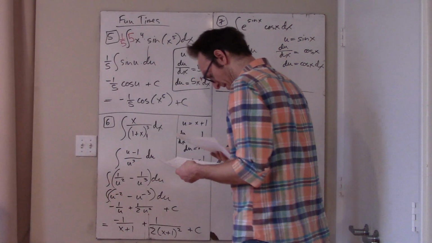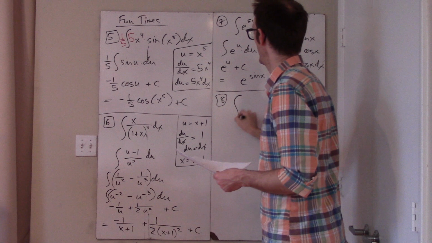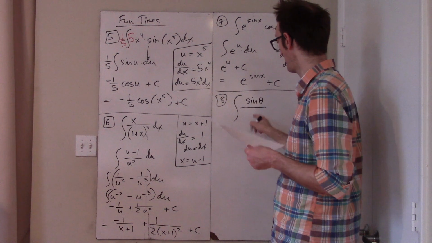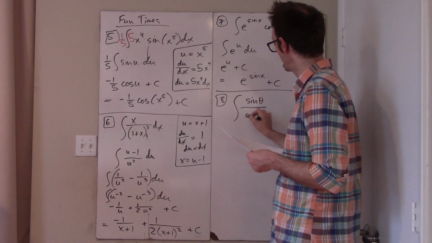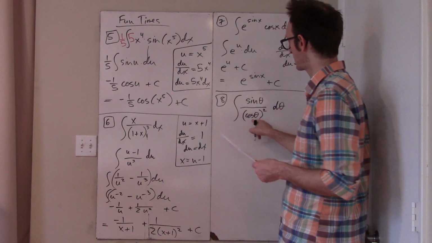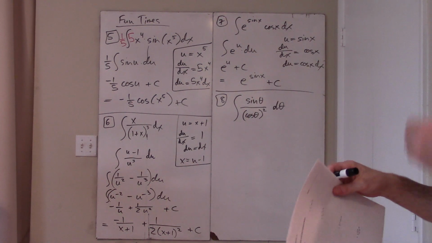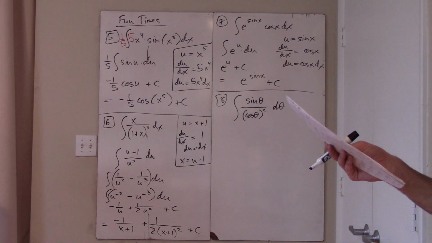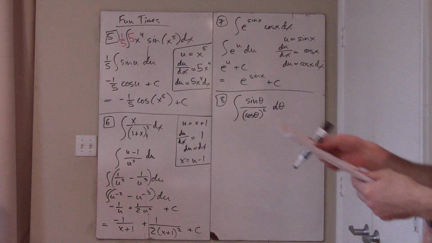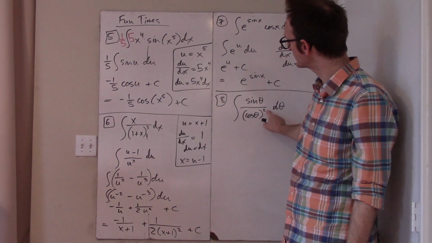Number 8. I need to anti-differentiate sine theta over cosine squared. I will rewrite this as sine theta over cosine theta, squared, because that's what that really means. And now you have to be the detective and ask: does it look like some chain rule happens here? And the answer is yes, because there's an inner function cosine and an outer function squared.